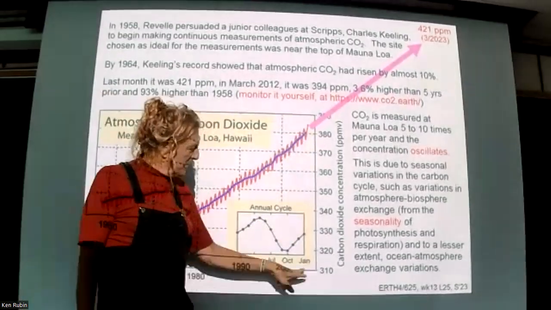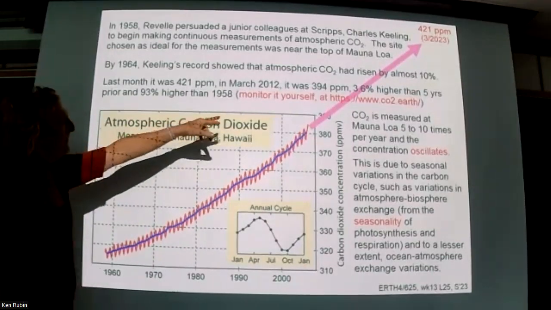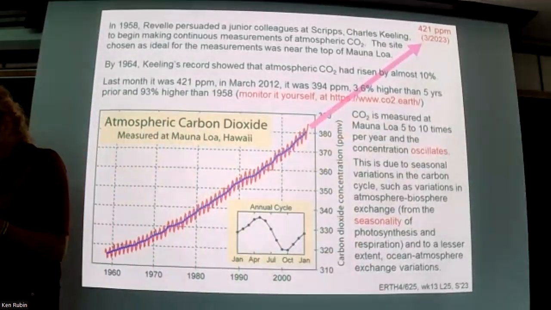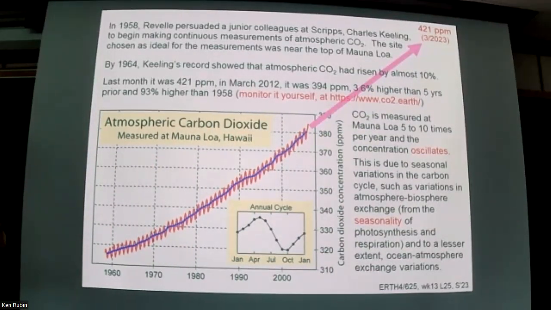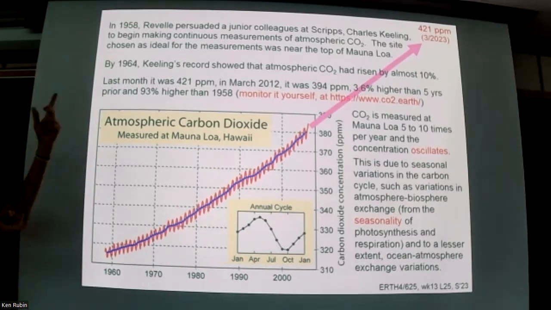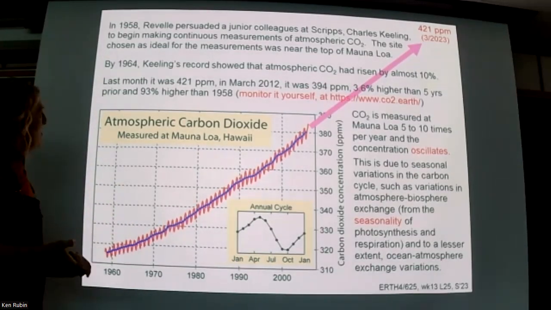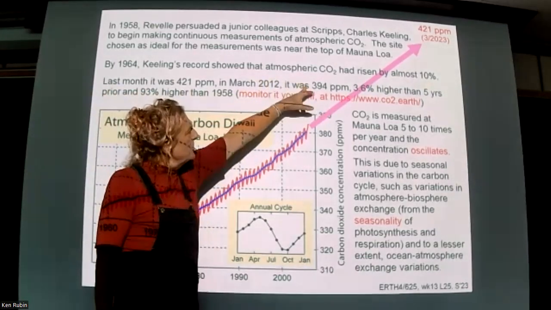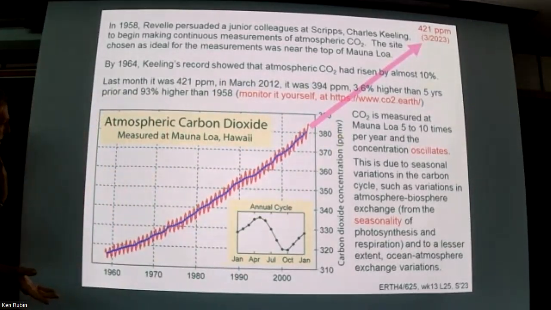And this curve went to about the year 2005. And you can go to this website yourself, www.co2.earth, and you can look it up. What's the concentration today in the atmosphere? And it turns out that the highest concentration is usually in March of each year. And I just looked at it, and it was 421 ppm. And so you can see here that in March of 2012, it's 394 ppm. So you can calculate what that percentage variation was.